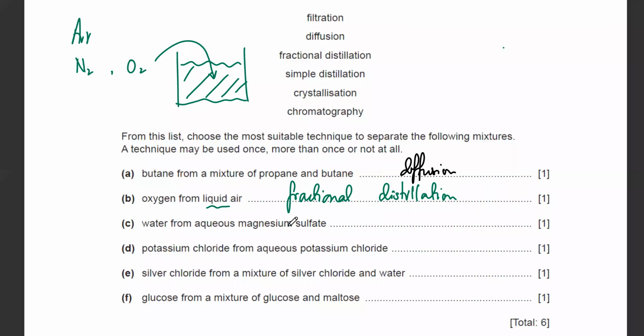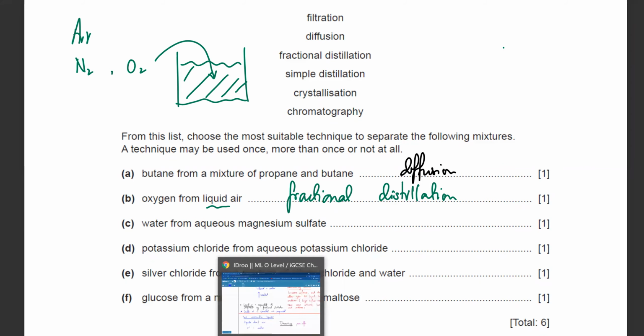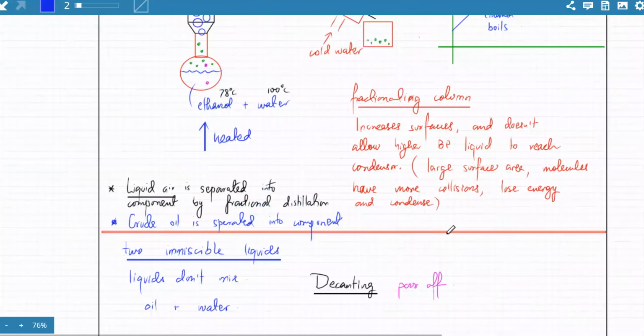As a next one, you've got water from aqueous magnesium sulfate. Now, magnesium sulfate is a salt, just like NaCl, and aqueous means that it's soluble. Aqueous means that it has dissolved. So how do you obtain water from a solution that has salt in it? That is going to be simple distillation.